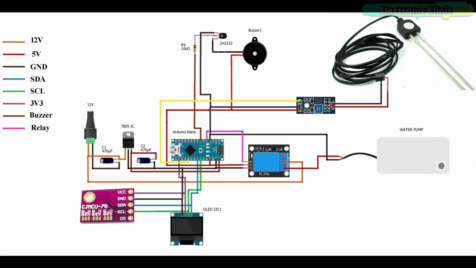The 5 volt relay module input wire is connected with the Arduino digital pin 2. We use this relay to power up a 12 volt DC water pump. So that's all about the circuit diagram, and now let's take a look at the programming.